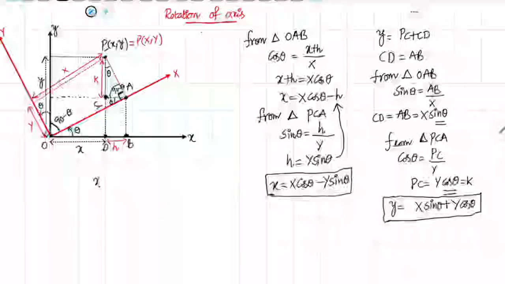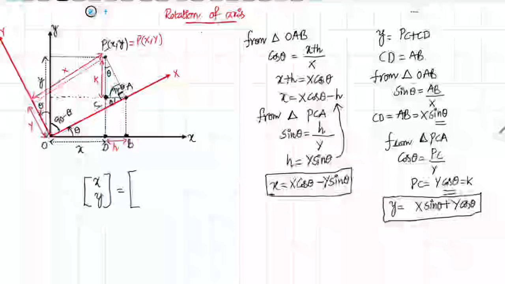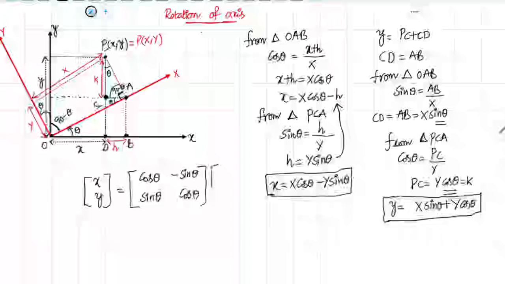So small x, small y. This is a column matrix which contains two rows and one column. And I'm considering this as a 2 by 2 matrix, with first term cos theta, second term minus sine theta, third term sine theta, fourth term cos theta, multiplied with one more 2 by 1 matrix which is capital X and capital Y. You can write these two equations in matrix form like this.